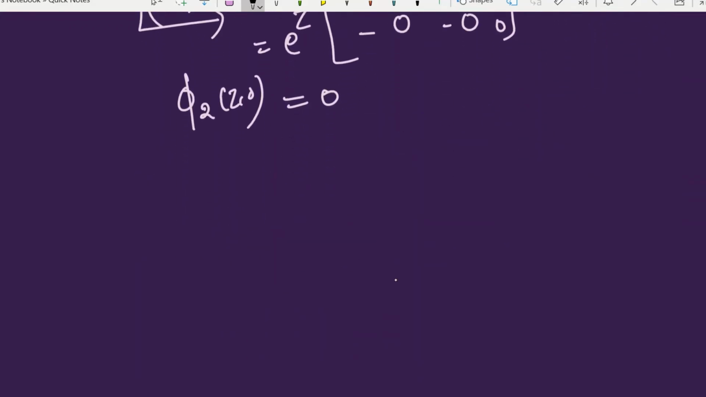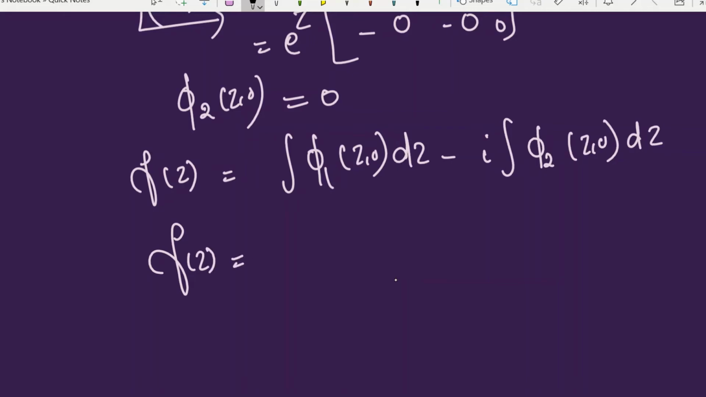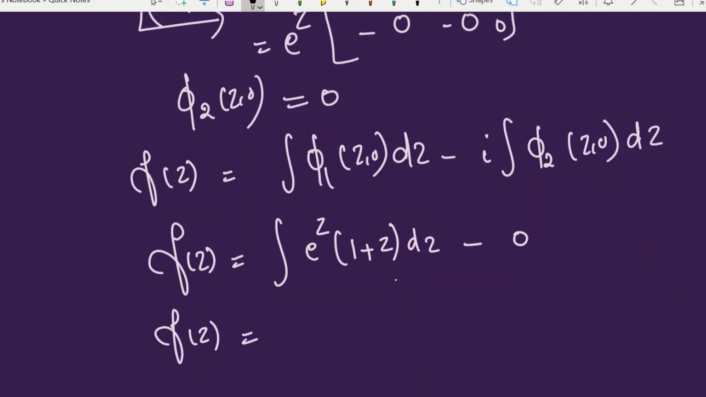Now f of z equals integral phi 1 of z comma 0 dz minus i integral phi 2 of z comma 0 dz. So f of z equals integral e power z (1 plus z) dz minus phi 2 value, which is 0. Here you have to use the product rule of integration by parts, uv minus u dash v1 plus and so on.